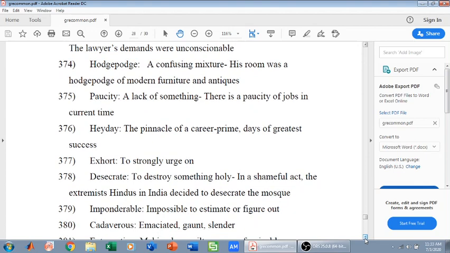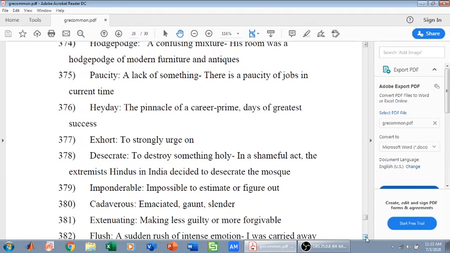Cadaverous means emaciated or gaunt. Cadaverous means someone who is very thin. It especially refers to a woman. So cadaverous means someone who is very thin, who is emaciated, who is deprived of food and has gotten very thin. Slender is also a synonym of cadaverous, but slender is used in a positive way. Usually cadaverous is used in a negative way. So someone who is extremely skinny, especially a woman who is extremely skinny, is called cadaverous.